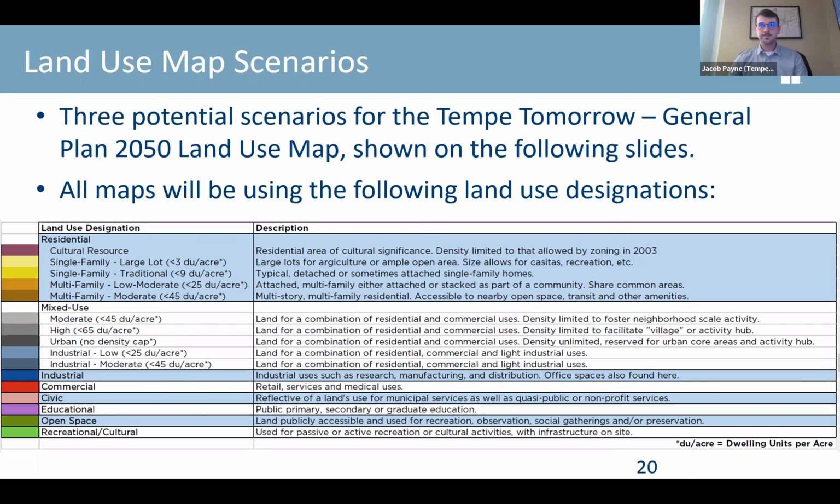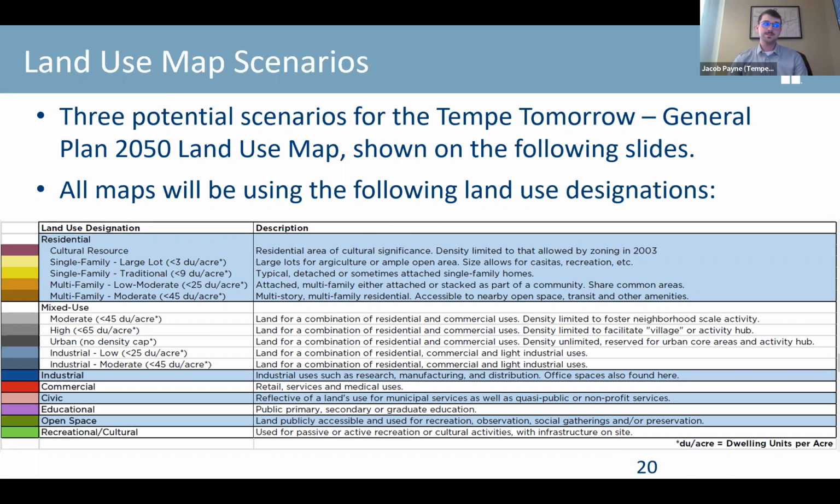are mixed use categories, of which there are 5. The first 3 are the standard combination of residential and commercial that most people think of when they imagine mixed use. And those have density caps to fit appropriate neighborhoods where density could be compatible. So there's the moderate, which is 45 dwelling units and less, the high, which goes up to 65, and the urban, which does not have the density cap. This is the equivalent of the urban core density from our current General Plan 2040.